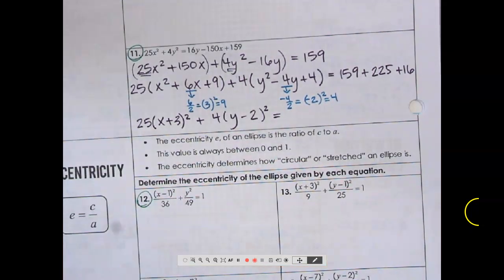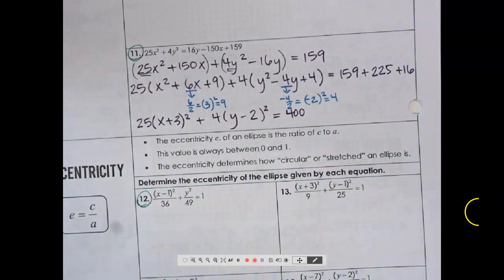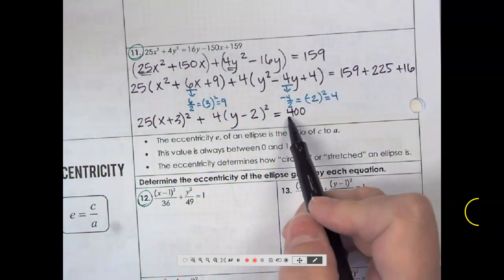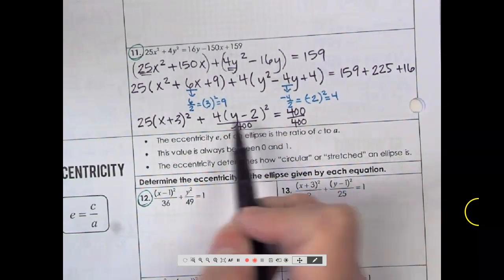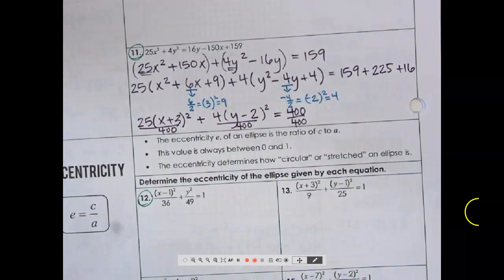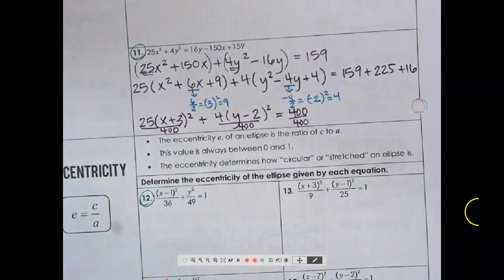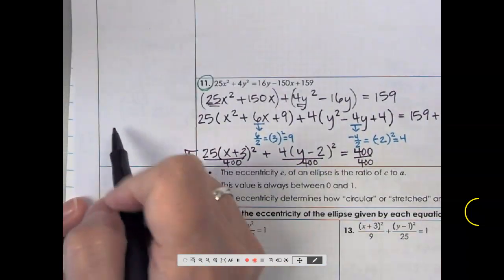And then we're going to add up the right-hand side. Oh my goodness, what does that give us? 400 even. Well, that's nice. Okay, everything gets divided by 400. And then we'll do the reducing. So 25 over 400 gives us what? 16. Let's see, I'm going to come over here and write the equation.